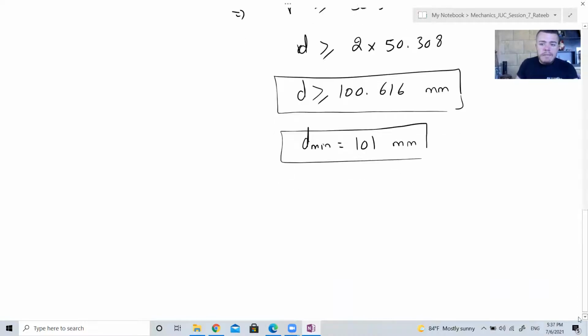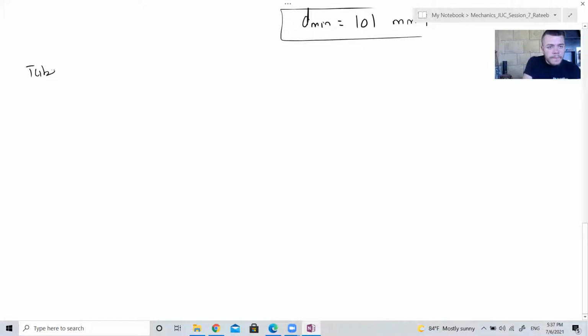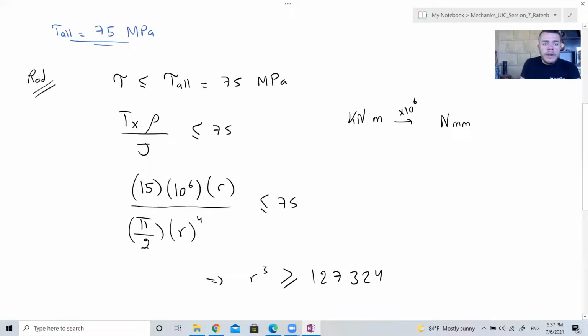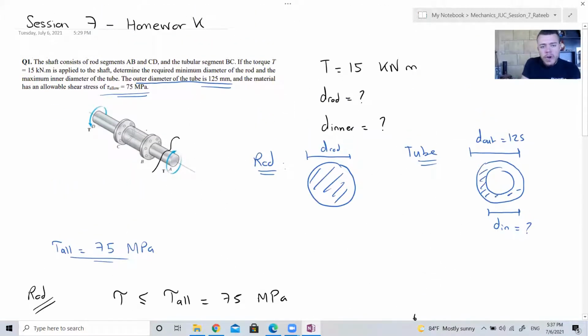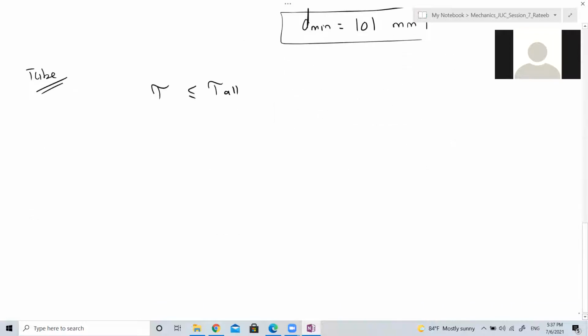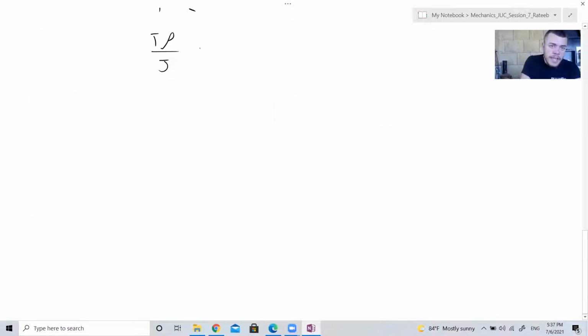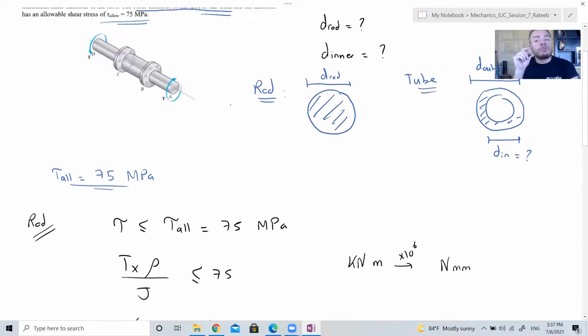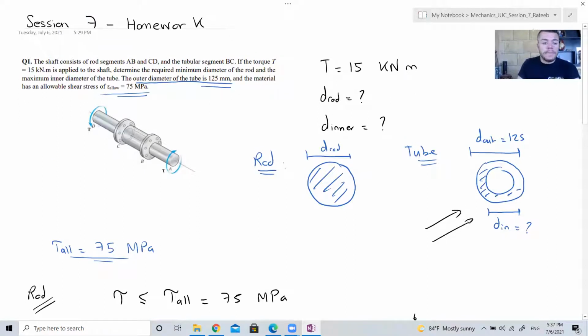Now we're going to do the same thing for the tube. Tau is less than or equal to tau allowable. Now here, guys, if you cut in the rod or in the tube, both will be subjected to the same torque. Do you agree? The torque is not going to change. So T rho over J is less than or equal to 75. The torque is still going to be 15 times 10 to the power 6. What do I take rho to be? Now look at this figure, outer minus inner.